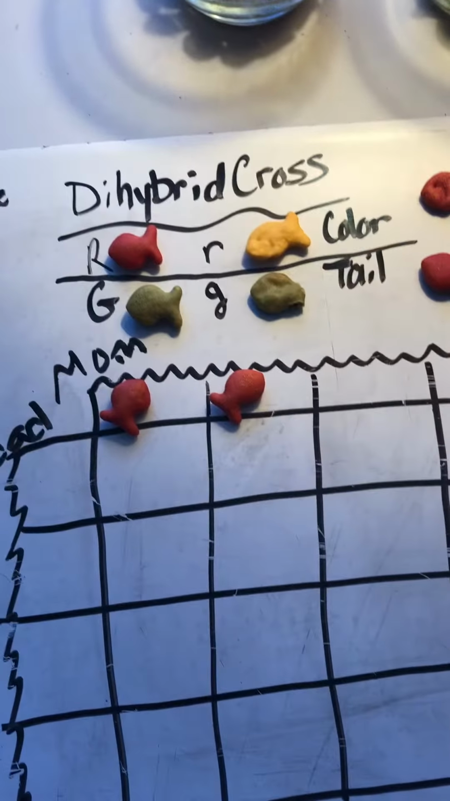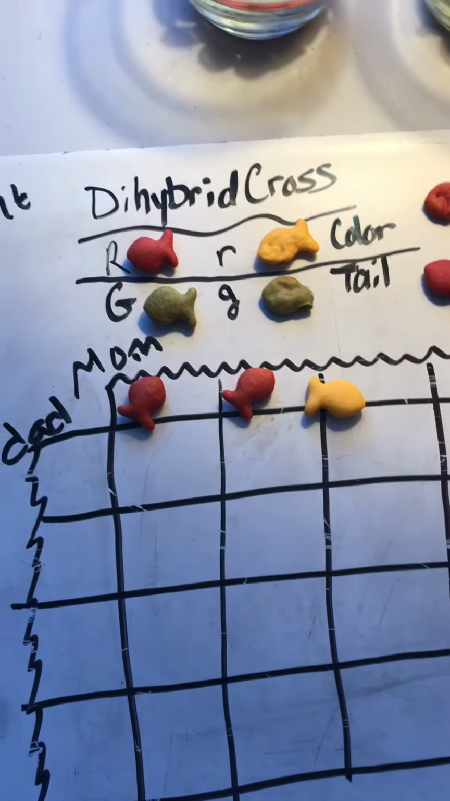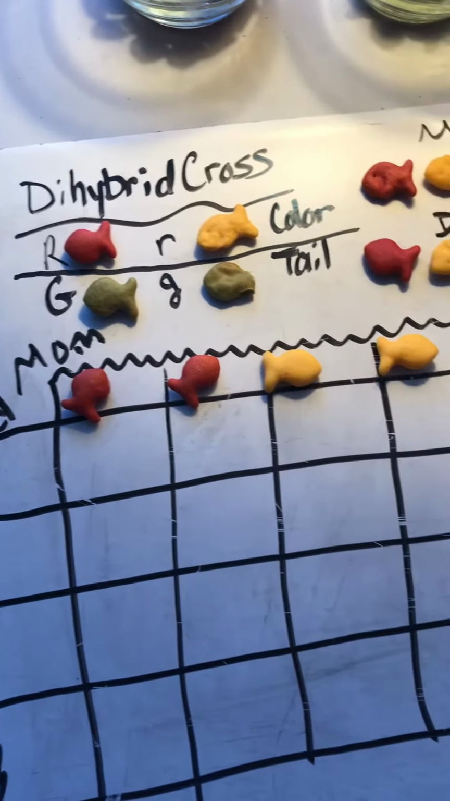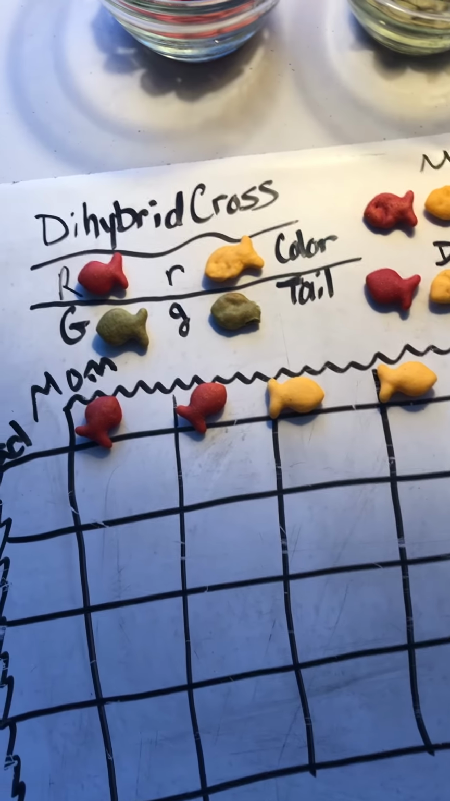When we go through meiosis, our law of segregation is still applying, that we need to have one copy of each trait. And so we look at our genotype up here. In mom, everybody is going to have a color trait. Everybody is also going to have a tail trait. And so our first color trait we can put out is that half of our gametes are going to have red and half of our gametes are going to have orange.